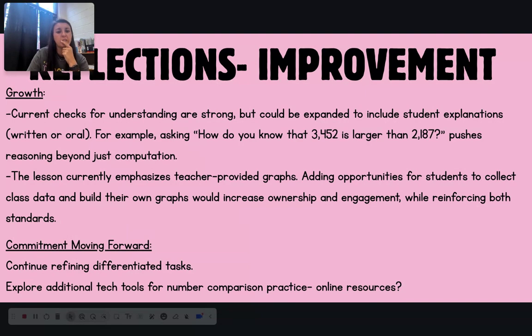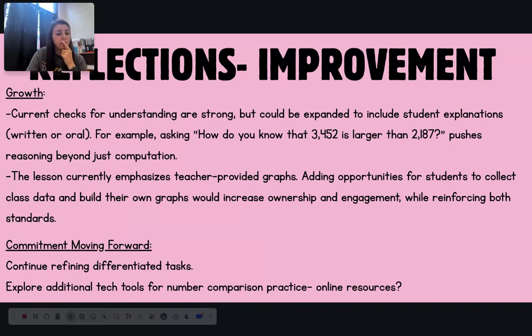So reflections for improvement. The current checks for understanding are strong, but they could expand to include a little bit more student explanations. So, for example, asking how do you know that this number is larger, push them for the reasoning. How do you know that it's 400s instead of 400 hundreds? This lesson currently emphasizes a teacher provided graph, so maybe I could add some opportunities for students to collect the class data and build their own graphs in the future.